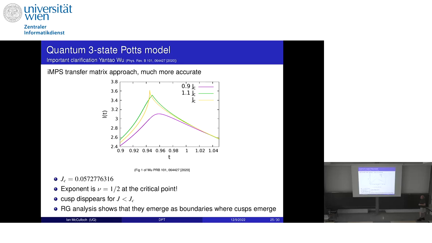Of the rate function at that critical point, and it disappears completely. There's no cusp at all. It's very smooth. If you take j smaller than that, or bigger than that, then it just turns into a conventional linear cusp. Can you also do the nine-state Potts model?